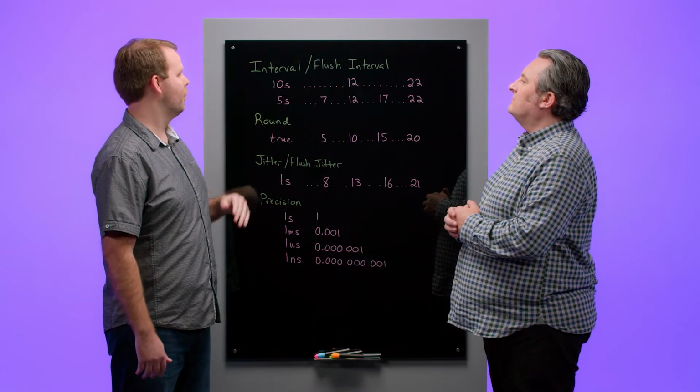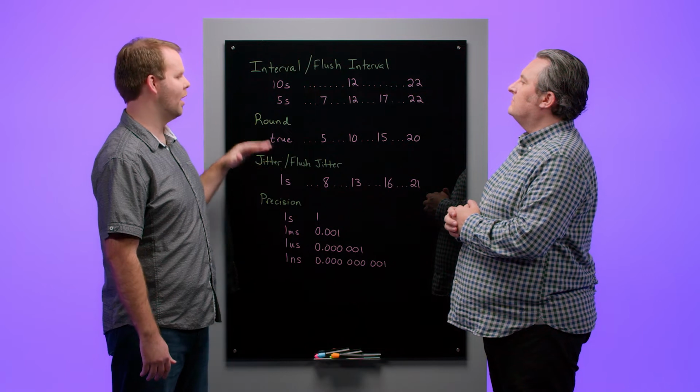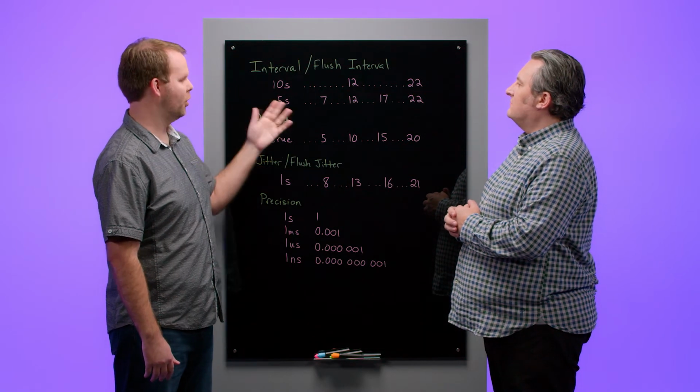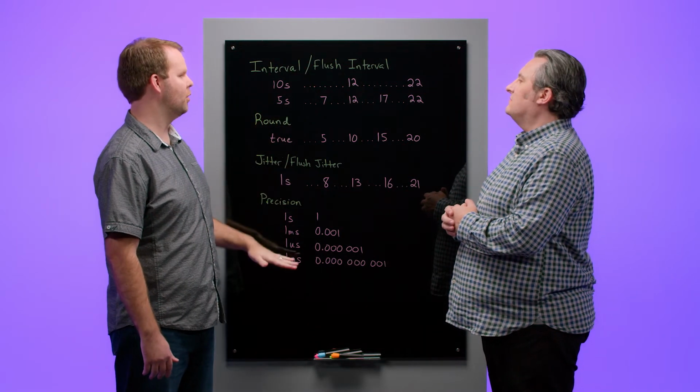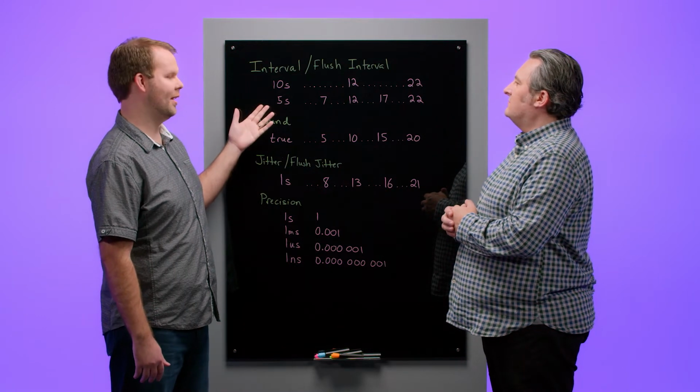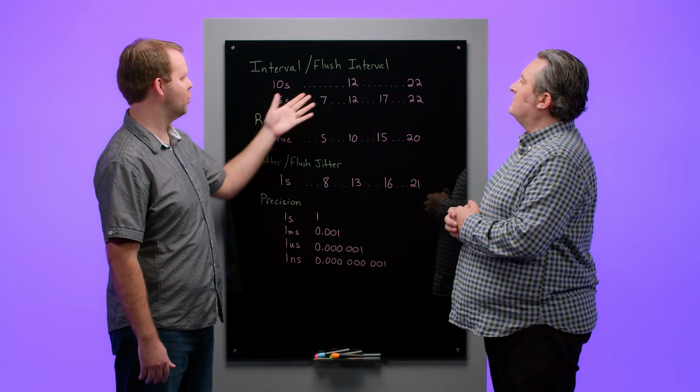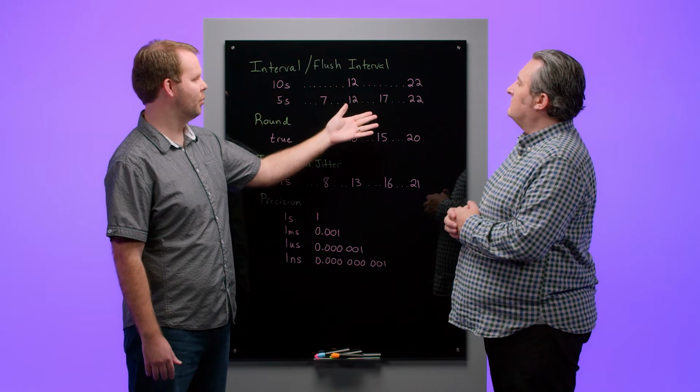The interval is used by Telegraf to know when to go reach out to inputs and collect metrics. The flush interval is used on the outputs to send those metrics that it's collected. By default, it's set to 10 seconds. So in this case, we'd run it 12 seconds after the minute and then 22 seconds after the minute.